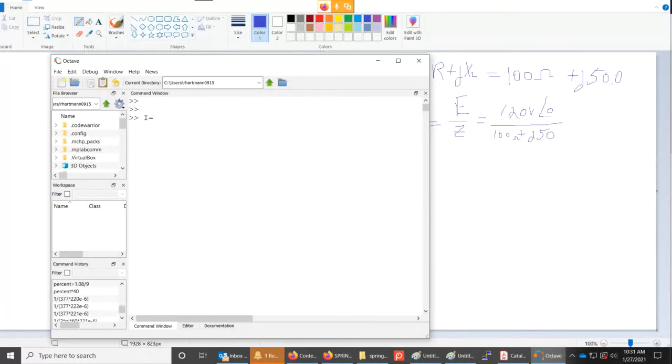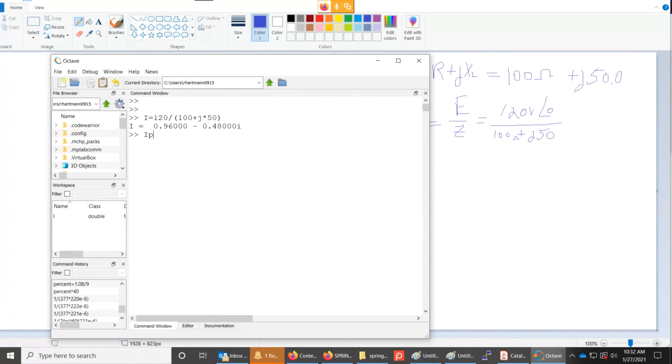So I'm going to calculate my I. It's going to be my 120 volts. Since the angle is 0, I don't have to worry about the angle. And then we're going to have 100 plus J times 50. And again, that gives it to us in this rectangular form. Notice how I got that really, really fast.